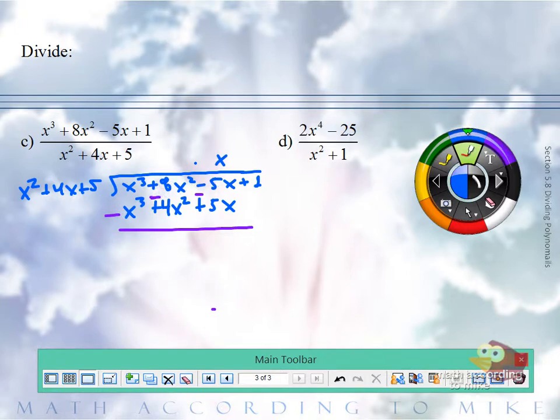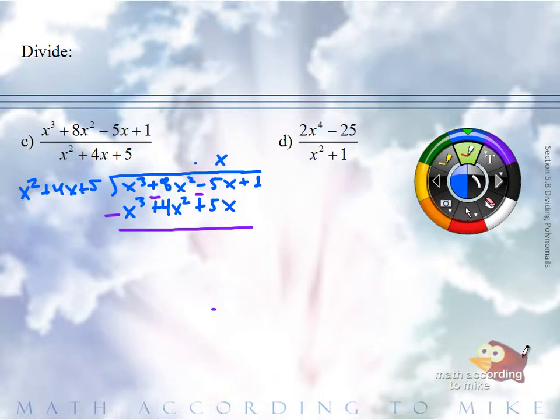Subtract. What happens to x cubes? Gone. 8x squared minus 4x squared, 4x squared. Negative 5x minus 5x, minus 10x. What happens to the 1? What would Snoop Dogg say? Very good. Good job.